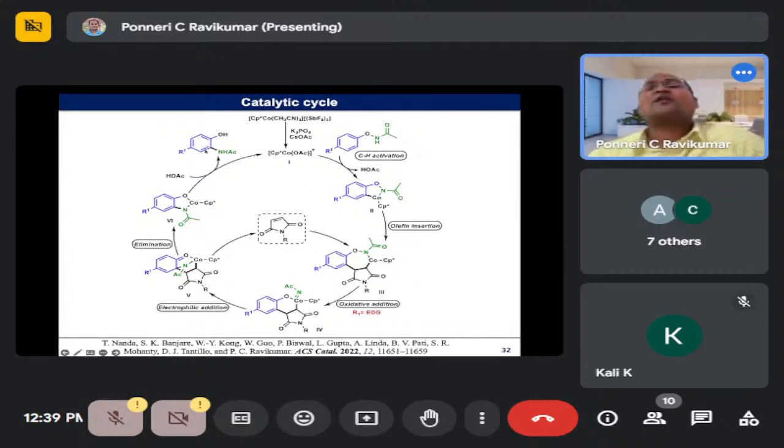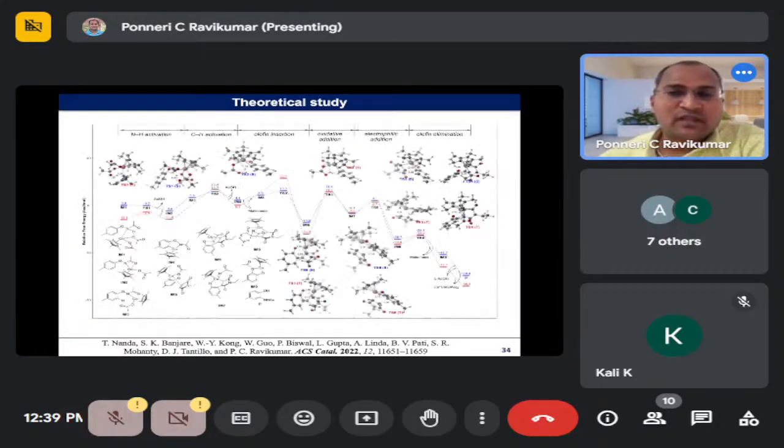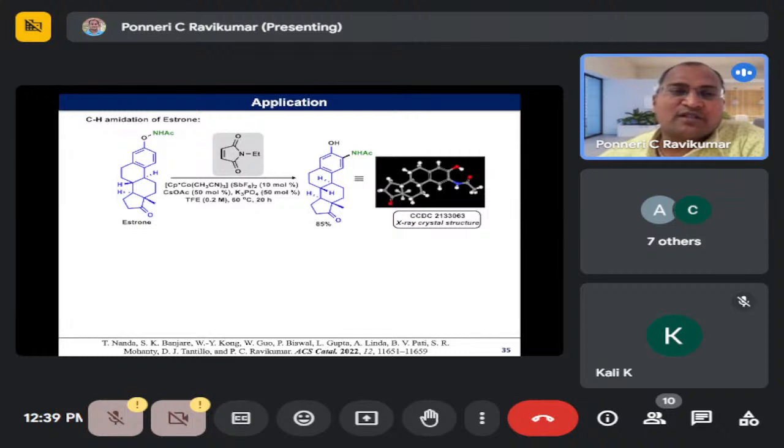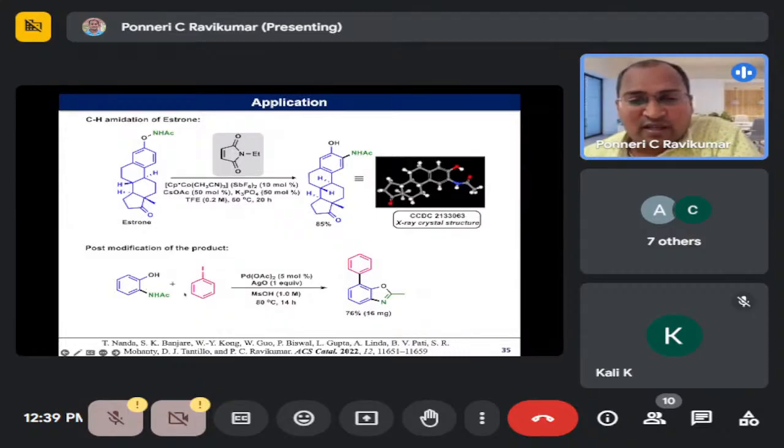So in this project we not only want to demonstrate the application of cobalt catalyst, but we also wanted to show some application. So you can see that this reaction works even with complex molecules such as this. And it also works. This product can be used with other coupling partners to give some indolo fused heterocycles.